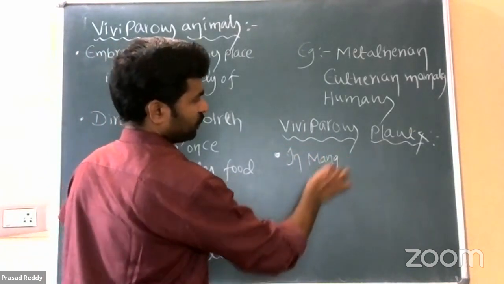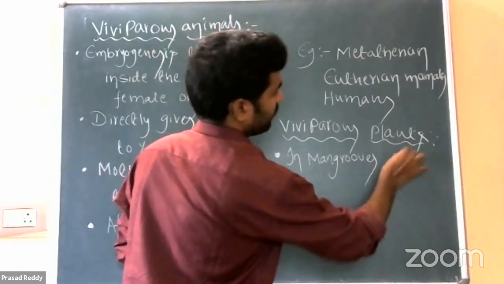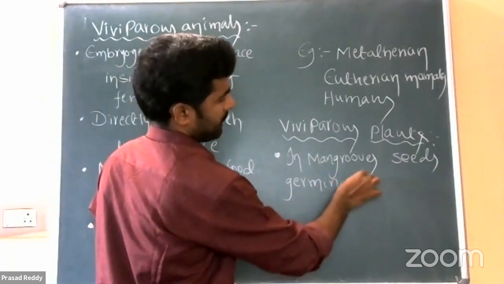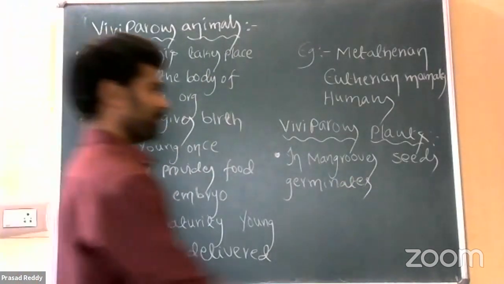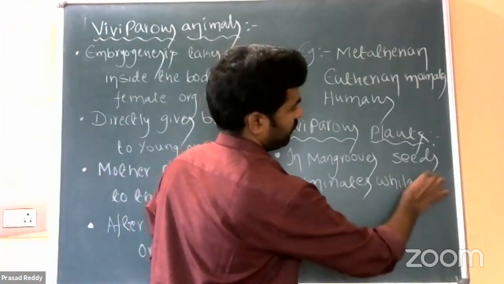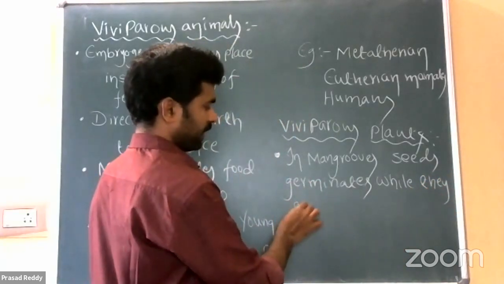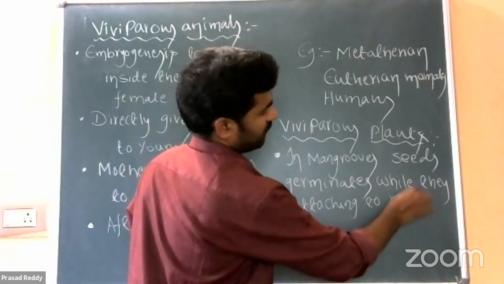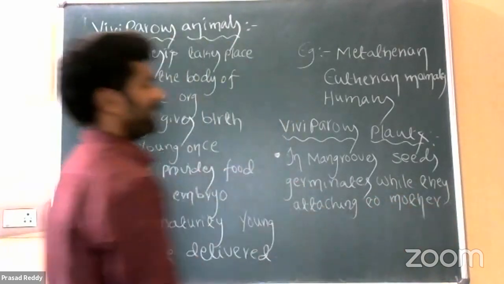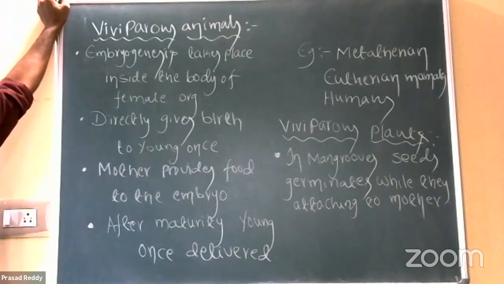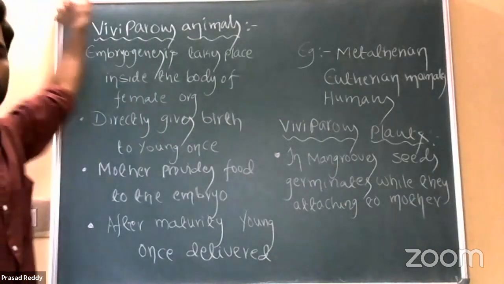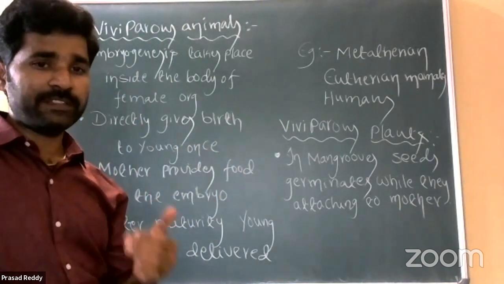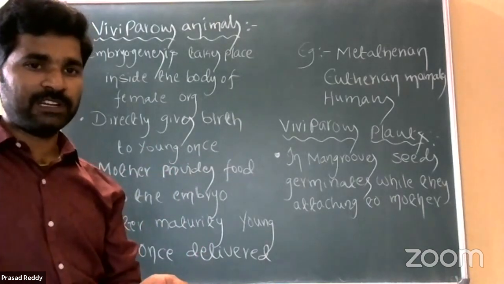In mangroves, seeds germinate while they are attached to the mother or parent plant; these are called viviparous plants. What are mangrove plants? The plants which grow near the seashore in saline condition are called mangroves.